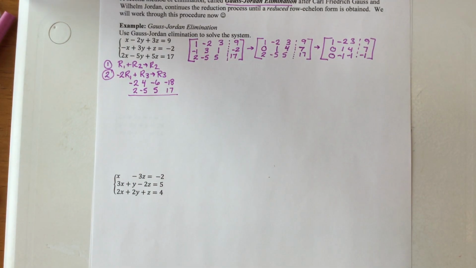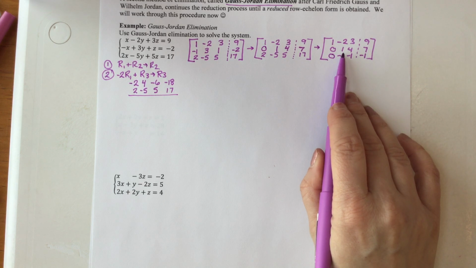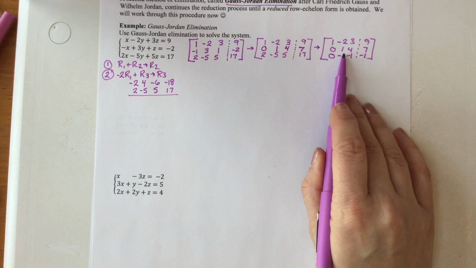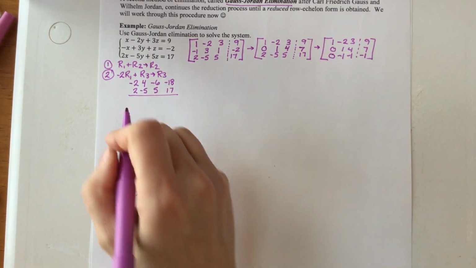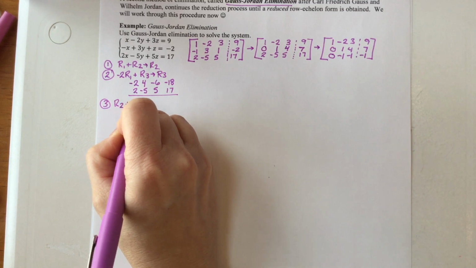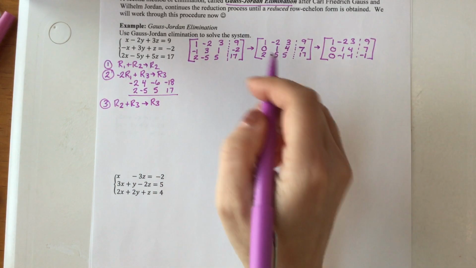I still do not have row echelon form. I need this to be a 0. Well, I can make that a 0. If I add +1 and -1, I would get a 0. I need that 0 in row 3. So I am taking row 2 plus row 3 to obtain the 0. The 0 needs to go in row 3.